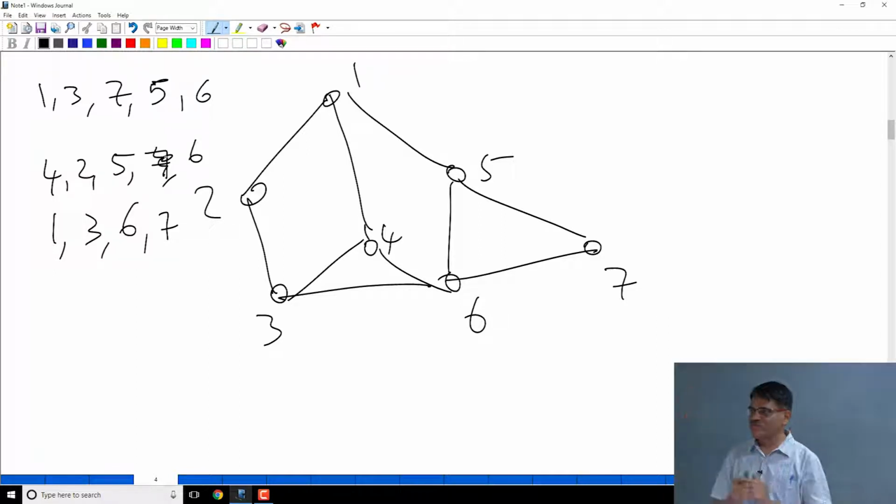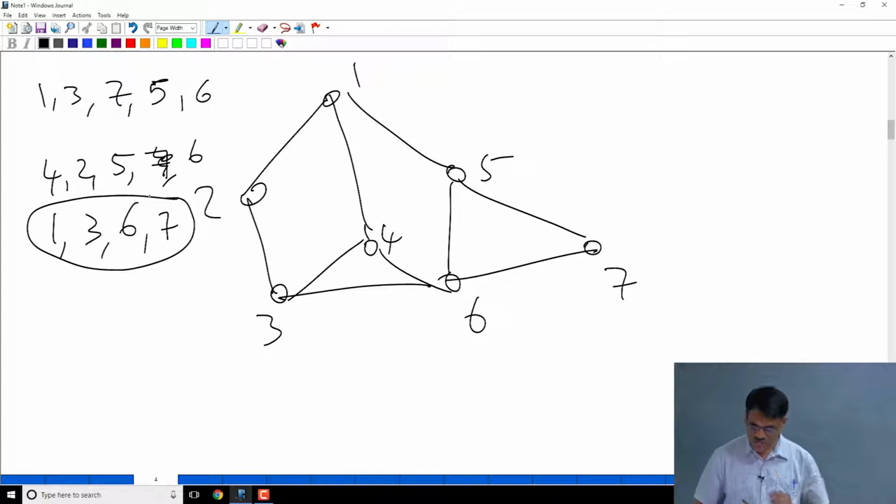So no wonder the problem is hard. Okay, so is 1367 a minimum vertex cover? Is that a vertex cover first? Yes. Somebody said no. What is not covered? It is covered. So 1367 is a vertex cover of size 4. Is there a vertex cover of size 3 here?